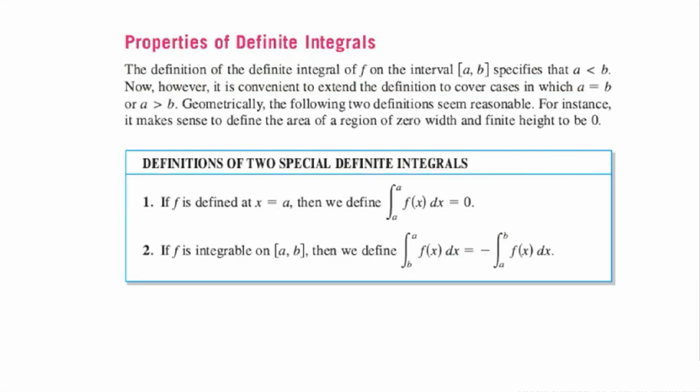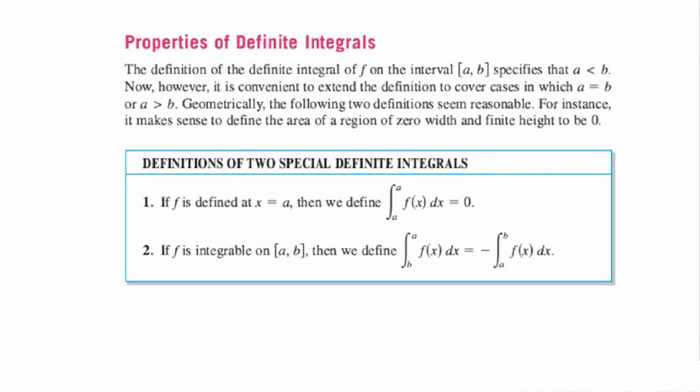Now let's discuss the properties of definite integrals. The definition of the definite integral of f on the interval ab specifies that a is less than b. Okay, that's why we call a the lower limit and b the upper limit. Then it should be that a is less than b. Now, however, it is convenient to extend the definition to cover cases in which a is equal to b or a is greater than b.